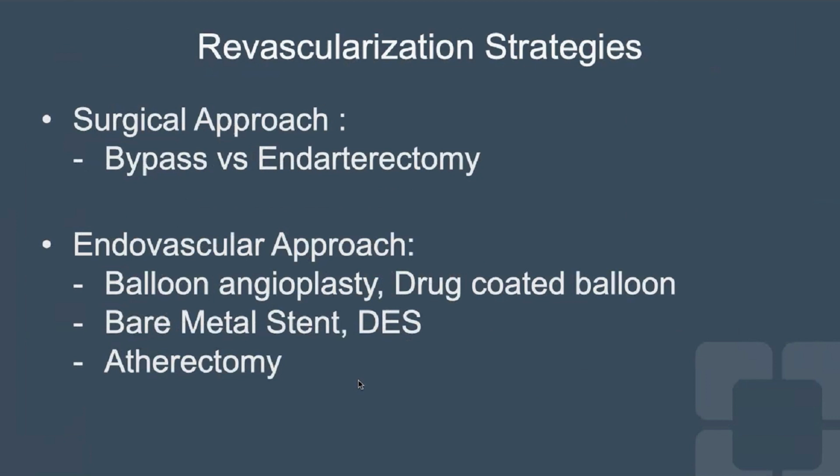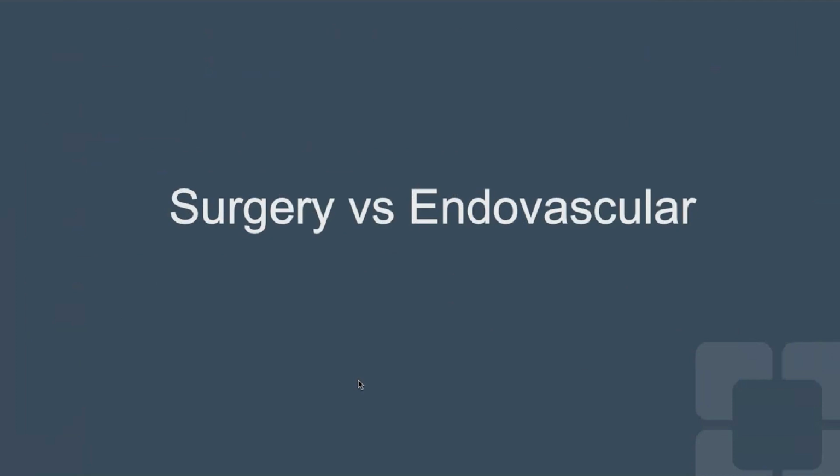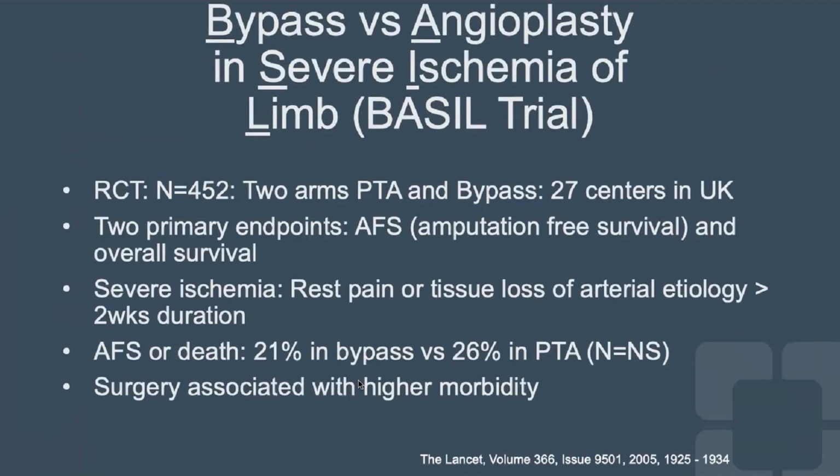The endovascular approach, we have balloons, drug-coated balloons, bare metal stents, drug-eluting stents, atherectomy devices, lithotripsy devices. I mean, there's so much around the corner with the endovascular approach. And how do we choose when you're talking open surgery versus endovascular surgery? Well, it'd be hard to discuss that without discussing the BASIL trial. It's the Bypass versus Angioplasty in Severe Ischemia of the Limb, so the BASIL trial.